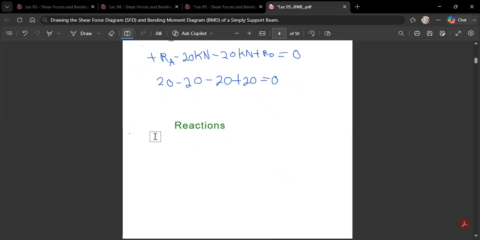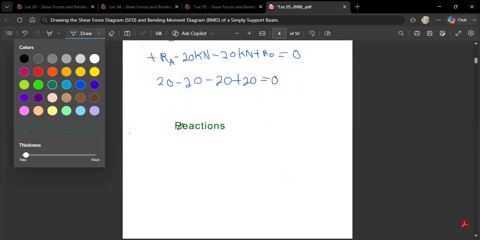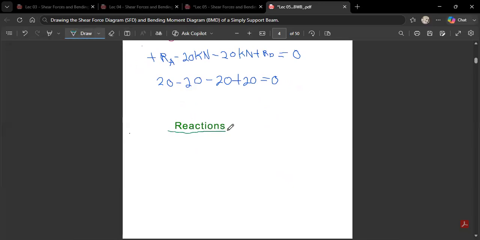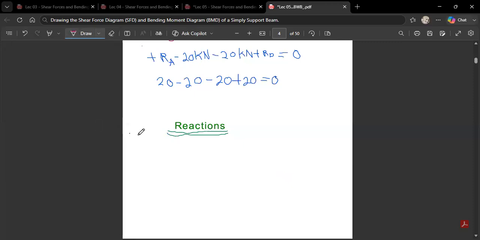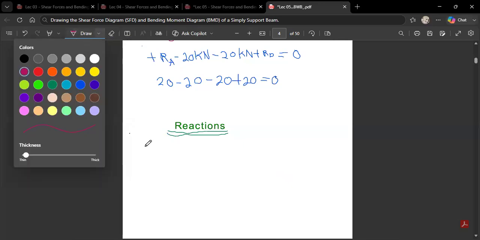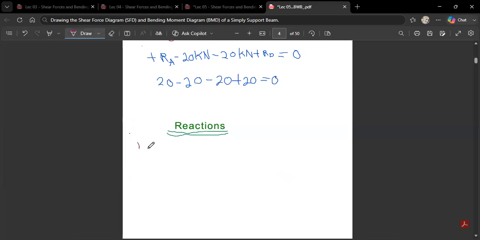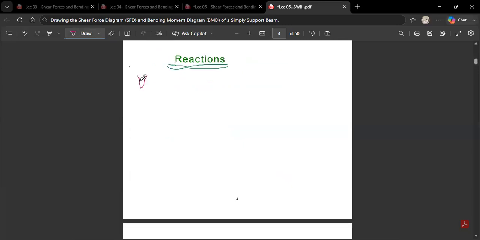So the internal reactions we had, you can see them over there. And over here, the first one is what? This time, we are not going to use any rule, but I want to outline the reactions we had. You realize that VA was what? For reaction VA, we had 20 kilonewtons.